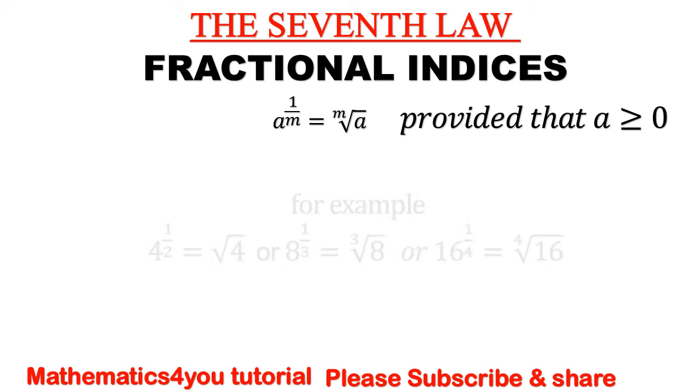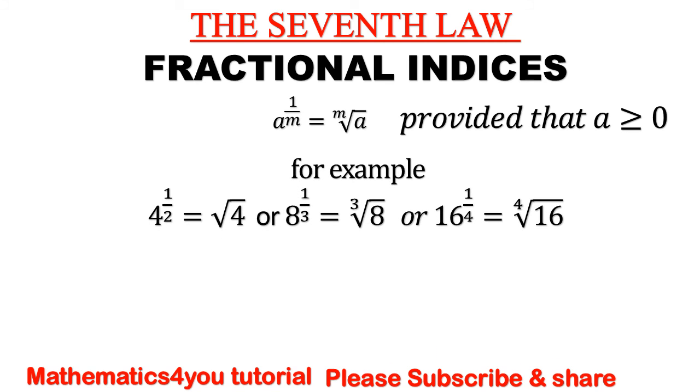For example, you have 4 raised to the power 1 over 2, like I said previously. From 3 upward, the index is indicated there. So you have the square root of 4, or 8 raised to the power 1 over 3, so you have the cube root of 8, or 16 raised to the power 1 over 4, which is the fourth root of 16.